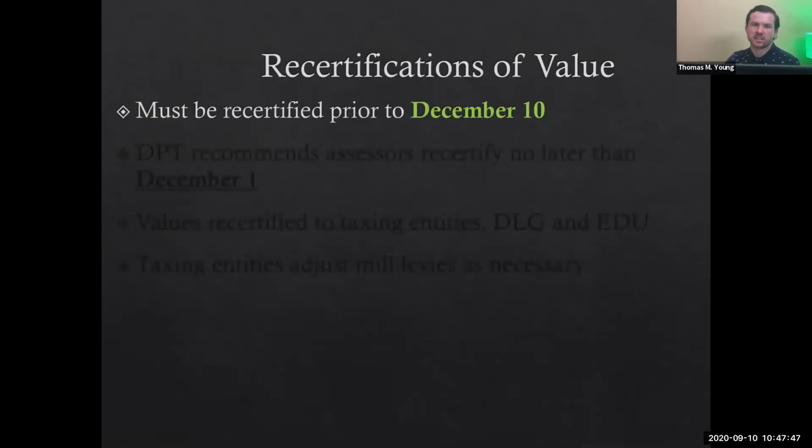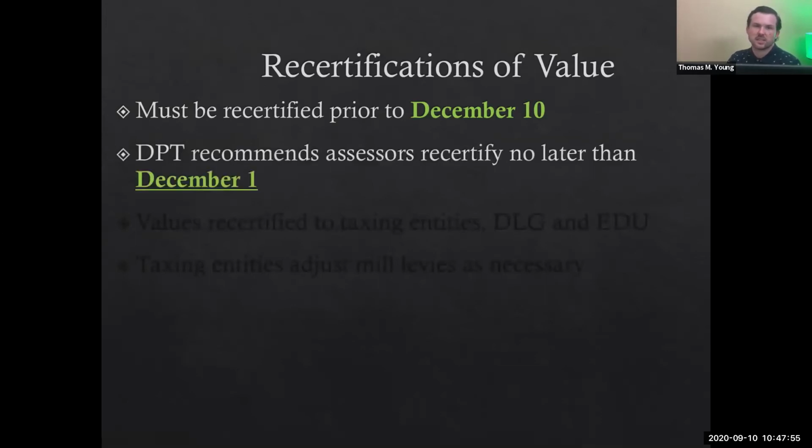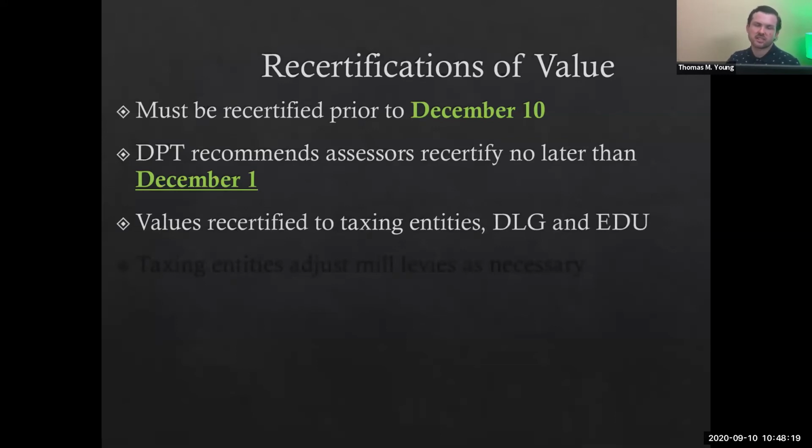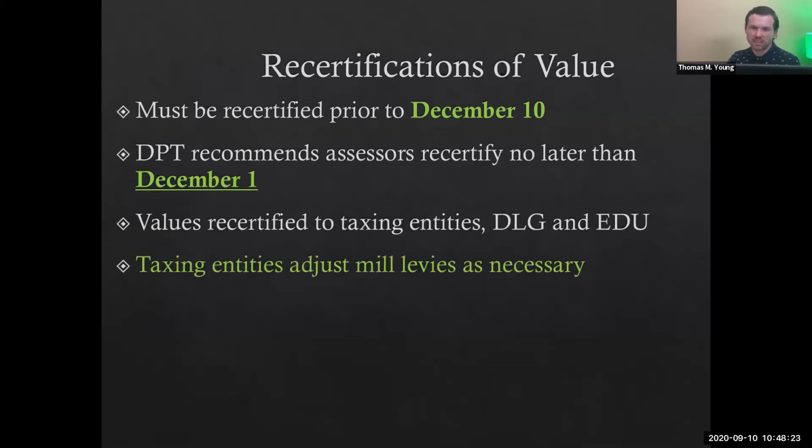The second recertification of value must be recertified prior to December 10th. That date hasn't changed. We recommend trying to get the information out of the assessor's office to the entities no later than December 1st to try to give those entities a little bit of additional time to track down people who might be out of town or volunteers. And those values are also recertified to DLG and Department of Ed. And what the entities have to do is adjust their mill levies based on the new numbers. So they have to sort of run the calculations again in order to make sure that their final mill levy that they want to certify is based on the best known numbers from the assessor's office.